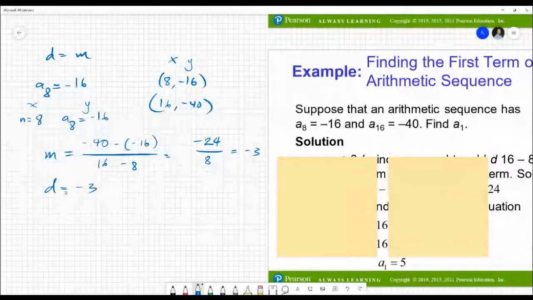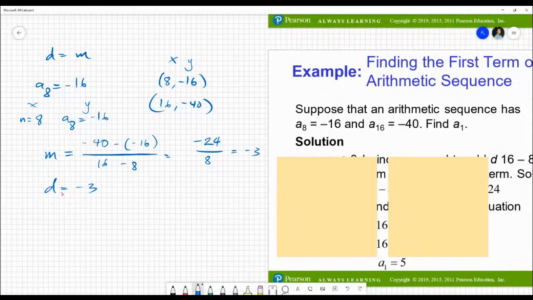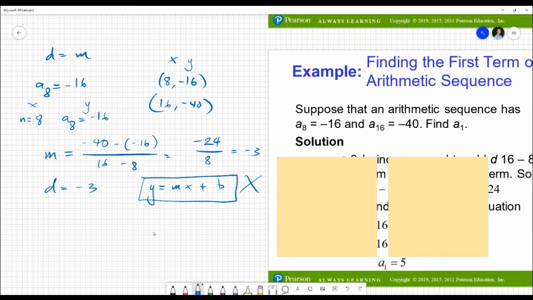Well, we just found our d value. Now what we need is to find a1. Now, how would you find a1 if you are given 2 points and the slope? Well, we can just use the point-slope formula, or similarly, we can use the slope-intercept formula, y equals mx plus b, right? Now, this is for the slope, but remember, we need to find a1. Now, this one right here will not give you a1, so do not use this, okay? We need to use the formula that includes a1.